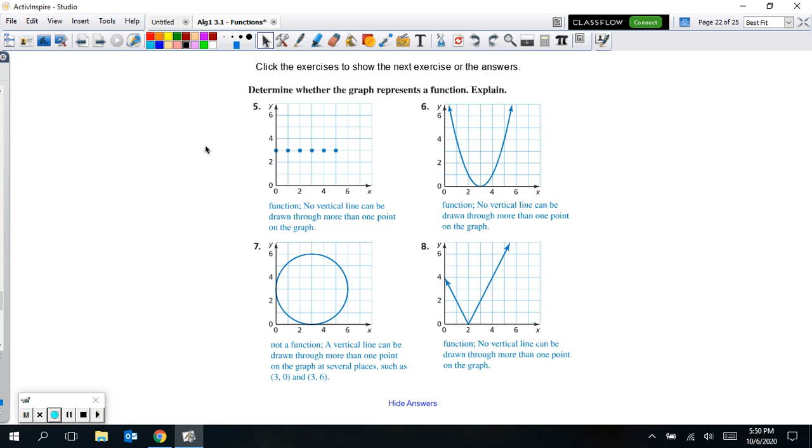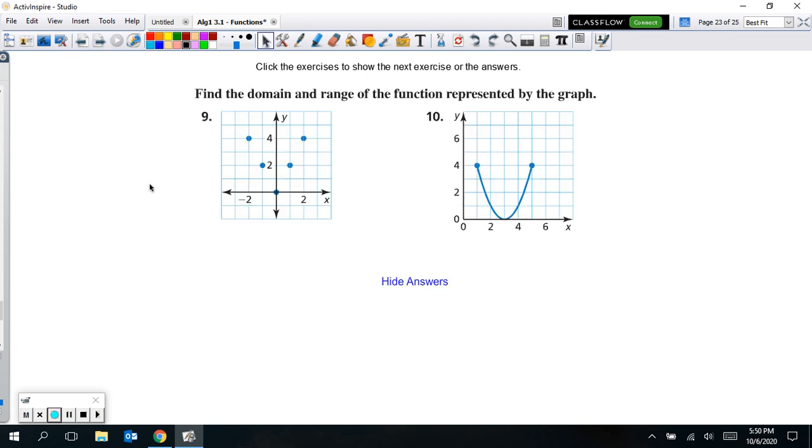Alright, just our last two, 9 and 10. Let's do 9 and 10, then we'll be done. 9 and 10 ask you to find the domain and the range of this function. So this one is just the points, so they're just going to be numbers only. This one's going to be inequalities, those compound inequalities. So go ahead and pause the video and write down what the domain and the range are for 9 and 10, and then play it to check your answers.